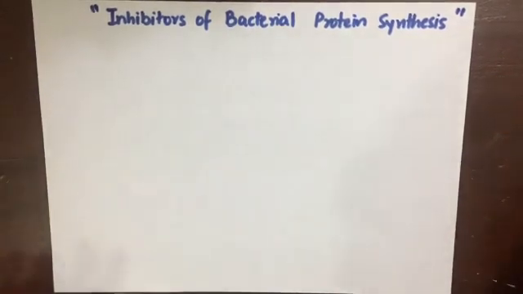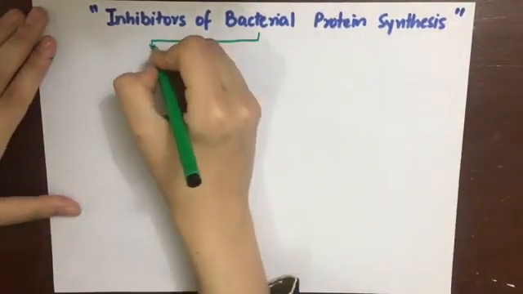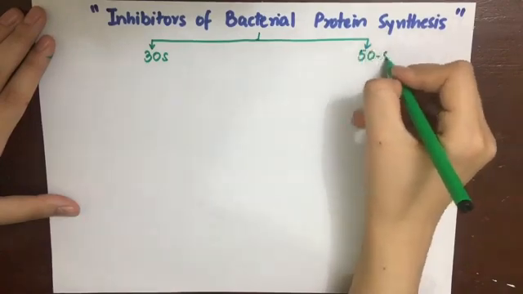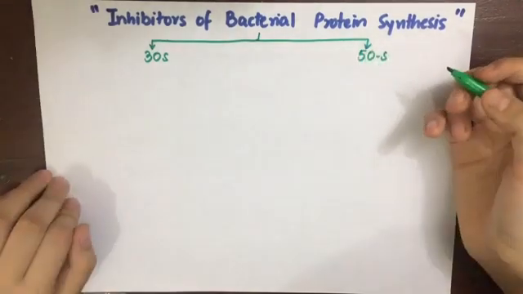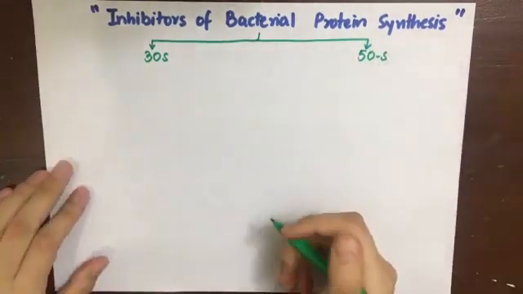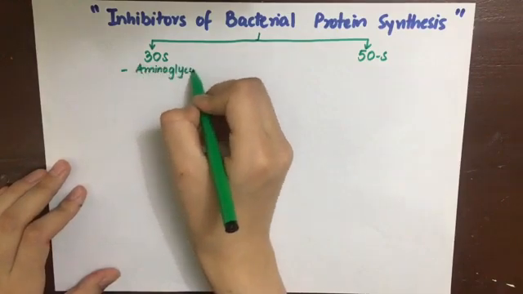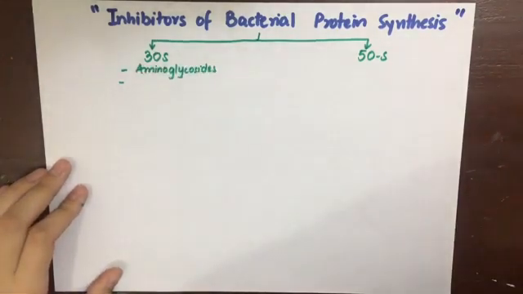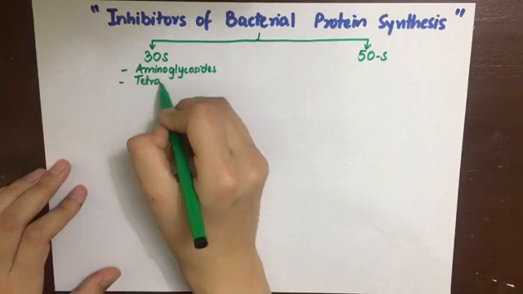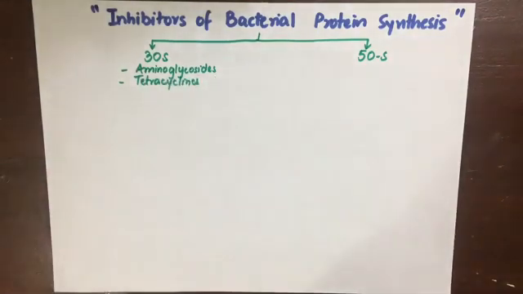Now that we are done with the inhibitors of cell wall synthesis, now we'll see the antibiotics that deal with bacterial protein synthesis. We know that protein synthesis occurs in the ribosomes, and ribosomes are made up of 30S and 50S subunits in the bacteria. So here we have two targets.